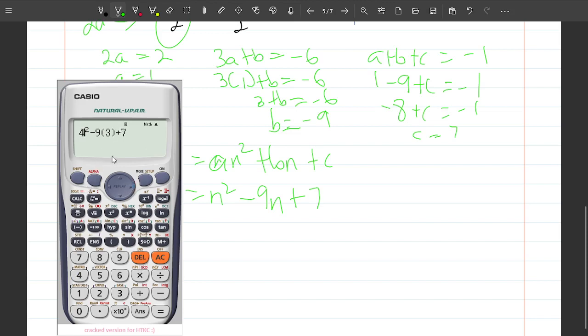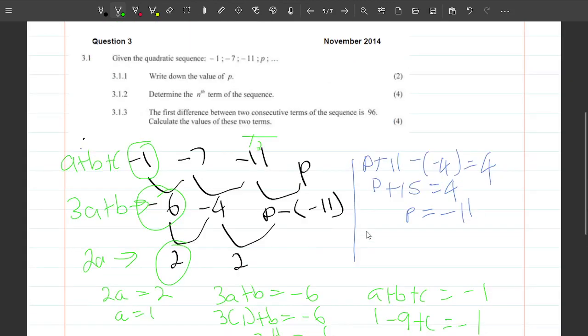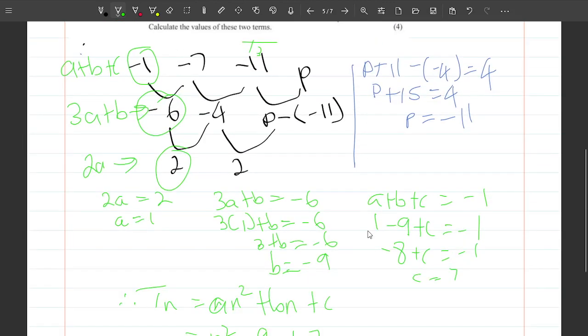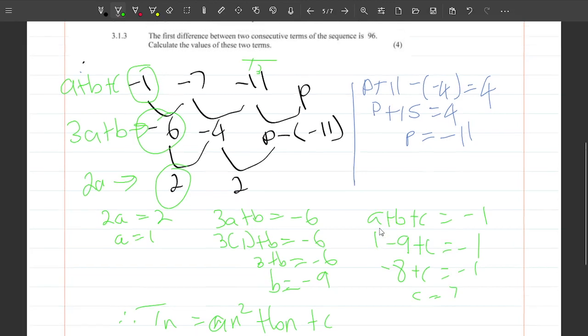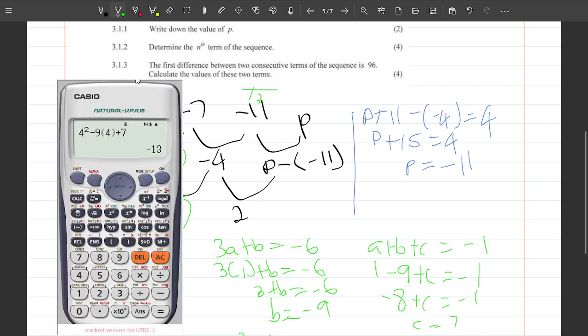Let's test that out. So I've got this. I'm going to replace that and try to find term number 4, and we should be getting 13. So that analogy we used before just didn't work. But yes, the way in which we just found the p is another way you can actually do it in your question paper. But nonetheless, based on our calculation, we went on with p plus 11 minus negative 4. So I'm going to go with this as if I was solving it by means of the calculator.